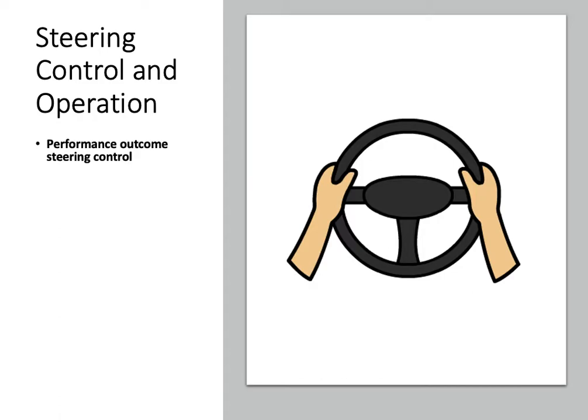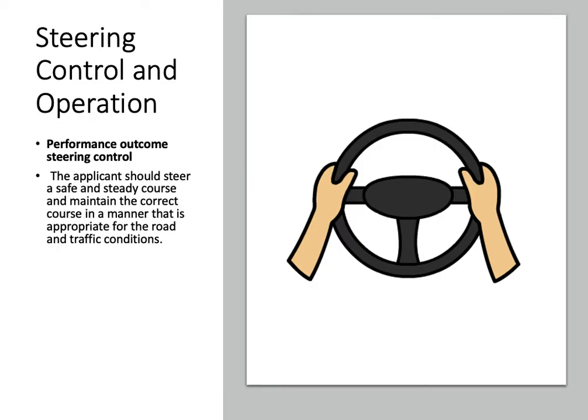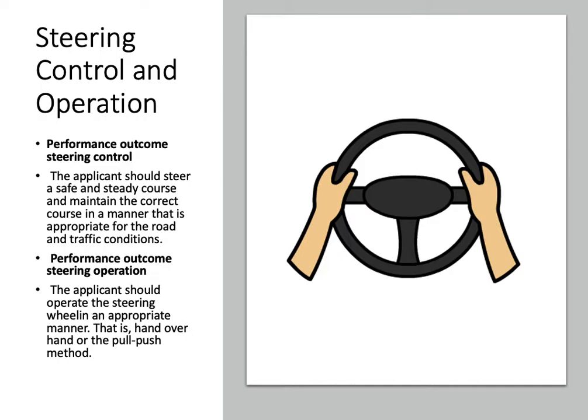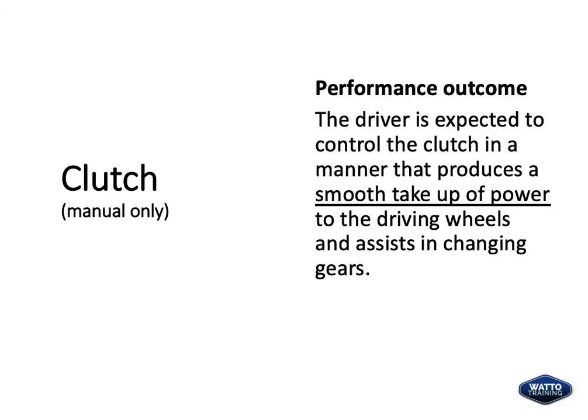Steering control and operation. The performance outcome we're looking for here is for the applicant to steer a safe and steady course and maintain the correct course in a manner that is appropriate for the road and traffic conditions. For steering operation, the applicant should operate the steering wheel in an appropriate manner that is hand over hand or the pull-push method.